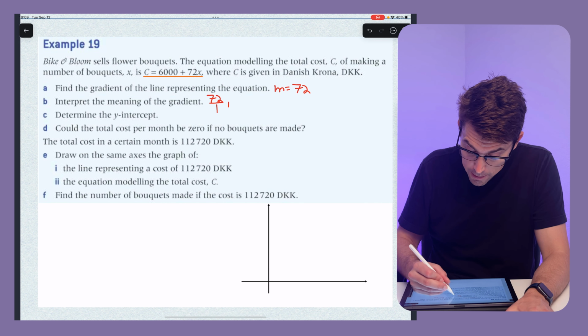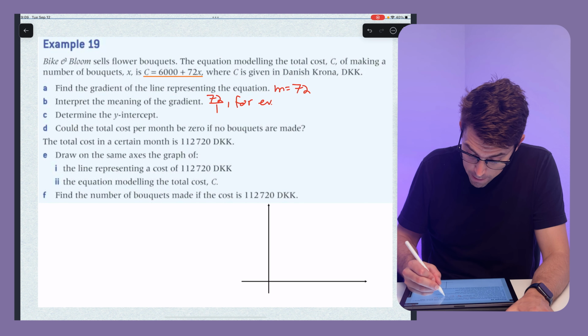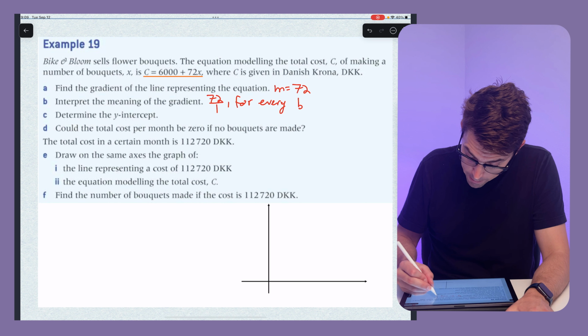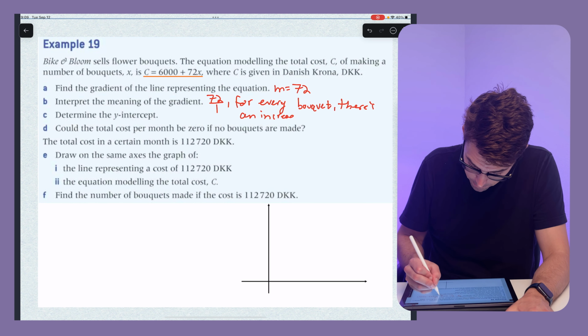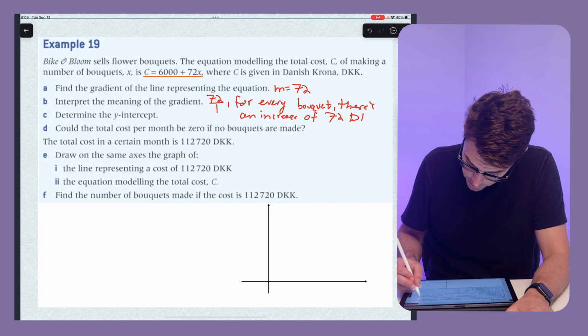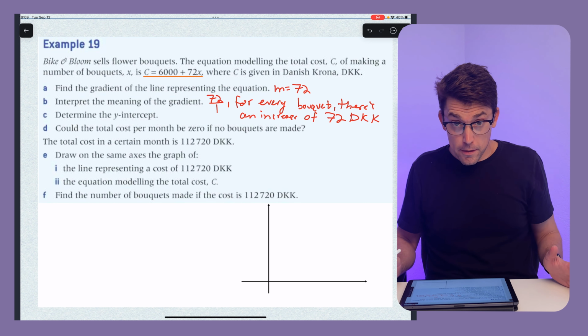So what this means is that for every bouquet that they make, there's an increase of 72 Danish kroner. Sorry for my horrific handwriting. Right? That's all it means.